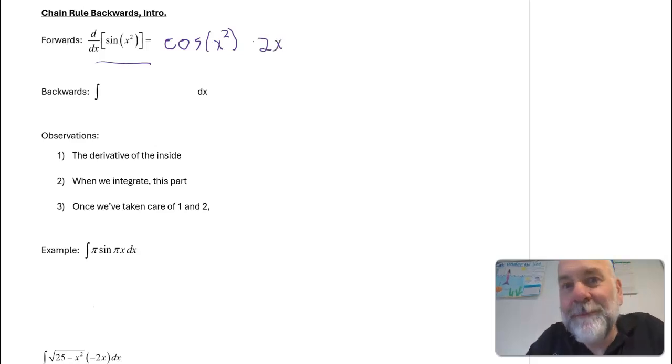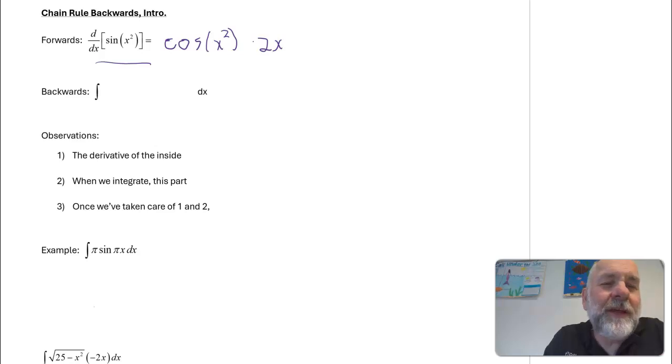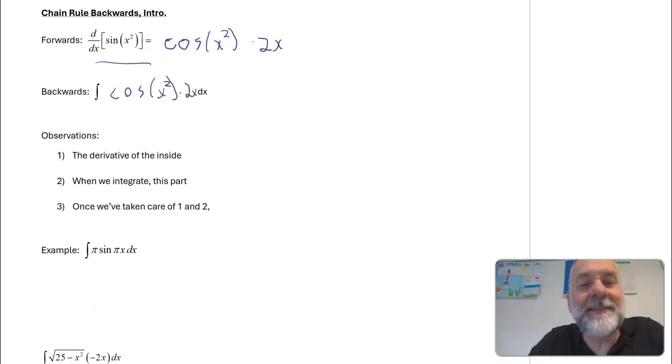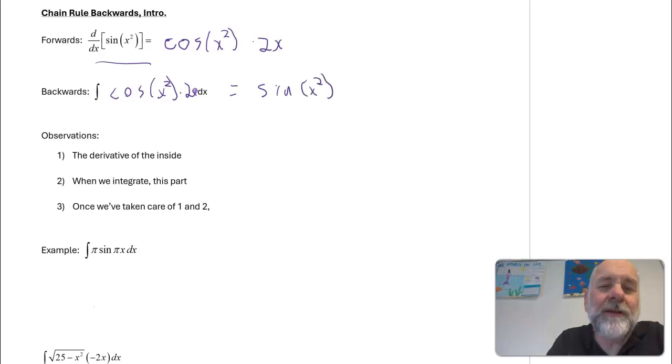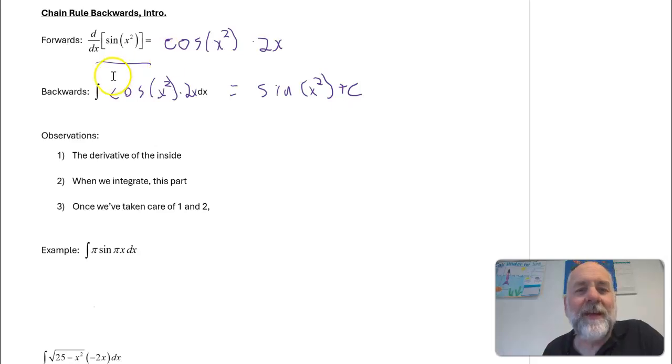of the inside, right? So backwards, if we get a problem that says the integral of cosine of x squared times 2x dx, we need to somehow be able to figure out that this is just sine of x squared plus c. Remember, taking the derivative and anti-differentiating are just reverse operations. So if the derivative of this gives you this as an answer, the antiderivative of this gives you the first part as an answer, plus c at the end.